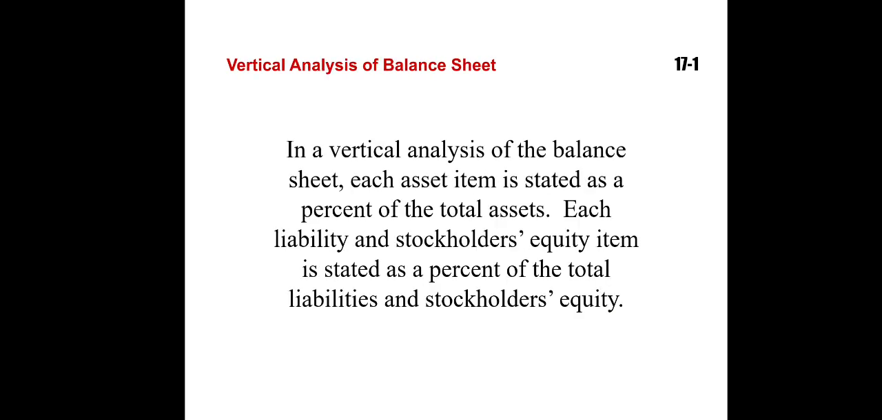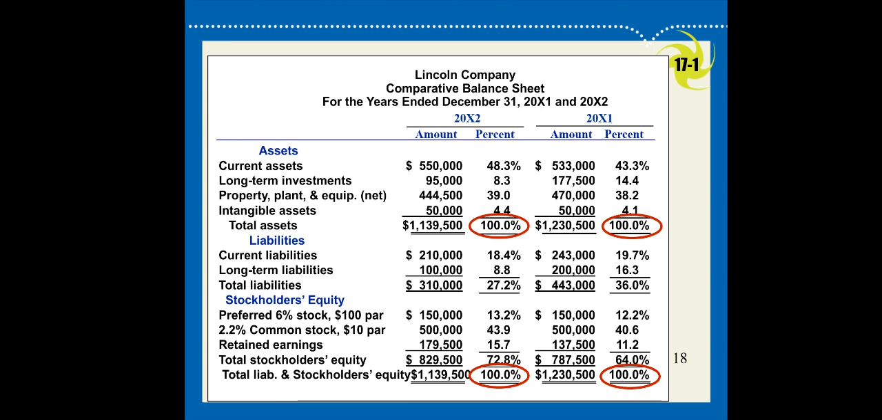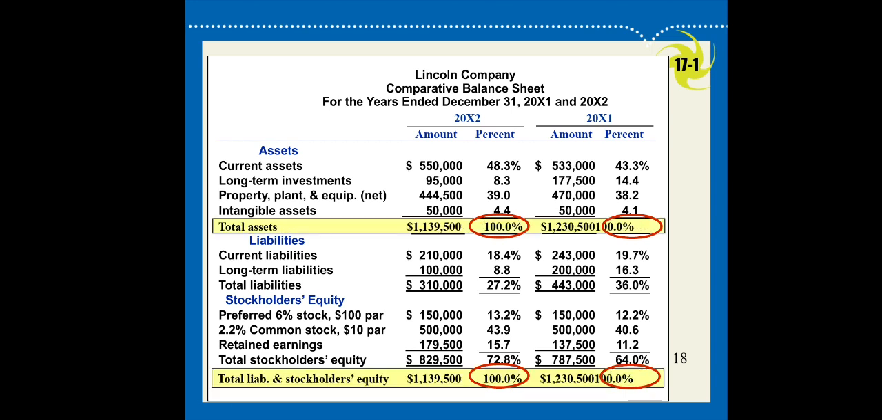So let's say the vertical analysis of a balance sheet: each asset item is stated as a percent of the total asset. Each liability and stockholders' equity item is stated as a percent of the total liabilities and stockholders' equity. So this is the way to do the vertical analysis.